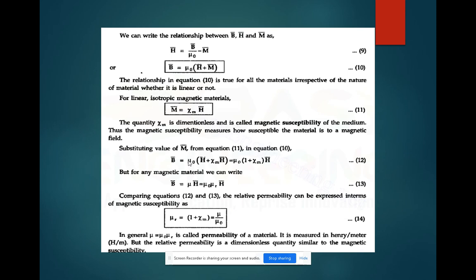So we can write the relationship between B vector, H vector and M vector. B vector is the magnetic flux density, H vector is the magnetic field intensity, M vector is the magnetization. We are going to relate each other by an equation, that is B vector equal to mu naught into H vector plus M vector.